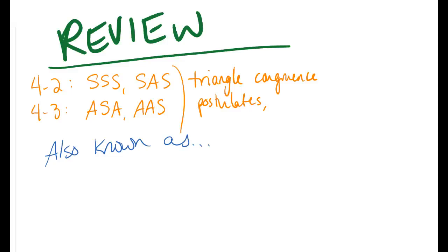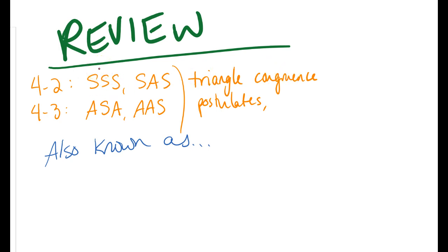So this is 4-3, but let's do a little review first. 4-2 was the introduction of two triangle congruence postulates. 4-1, of course, was just talking about polygons and how we prove polygons are congruent. So 4-2 was specifically for triangles.